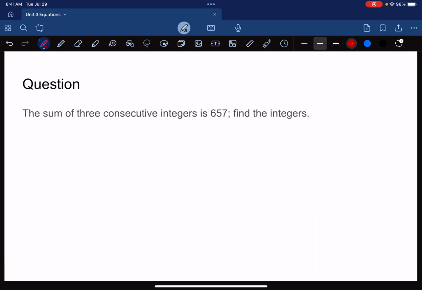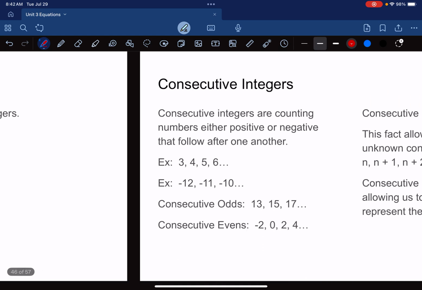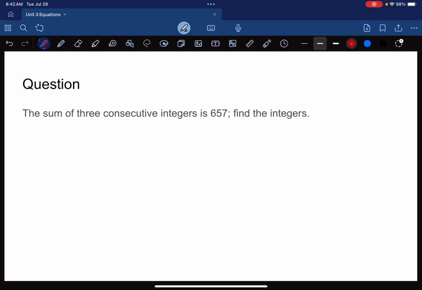So first example, it just says, question, the sum of 3 consecutive integers is 657. Can you find the integers? Well, what we know in this problem is, well, there's some language. Sum means addition. 3 consecutive integers, well, integers are counting numbers, positive and negative. So they are counting numbers.